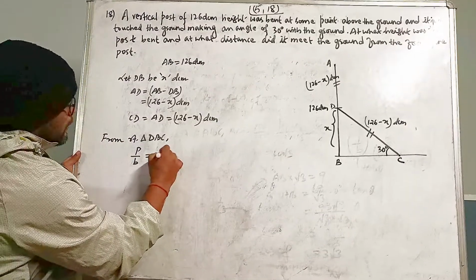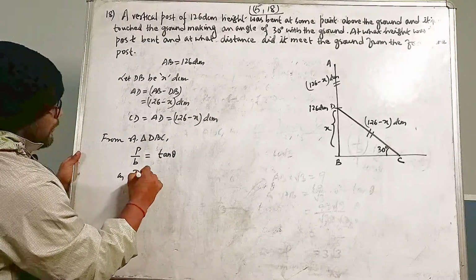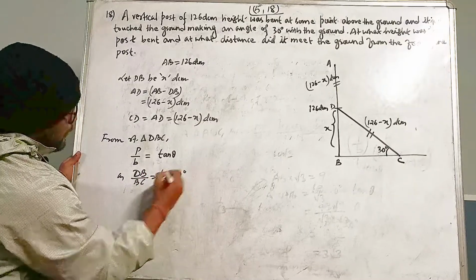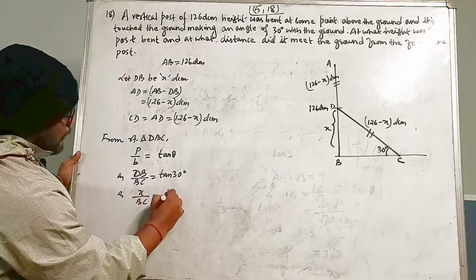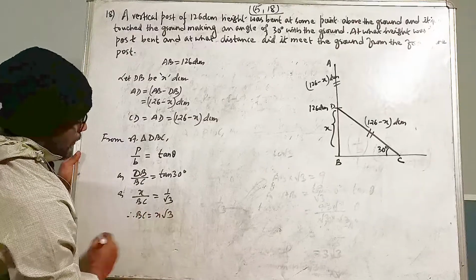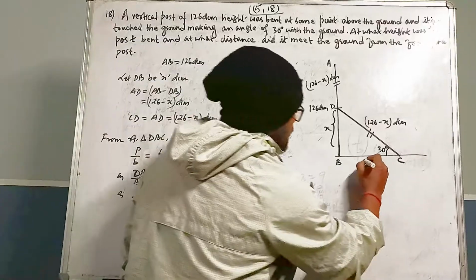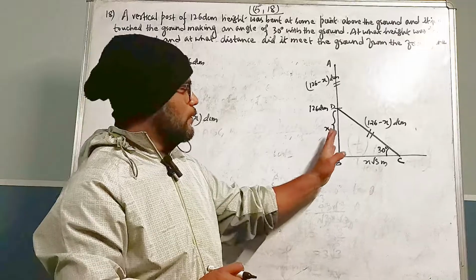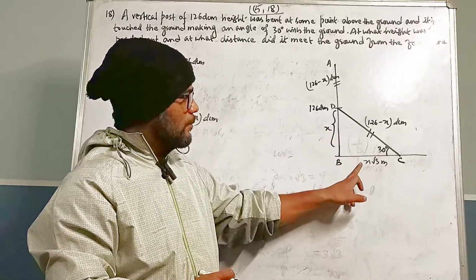So it becomes tan theta. So perpendicular is your DB and base is your BC and tan 30 degree. Clear? So DB is your x, BC is not given, tan 30 means 1 by root 3. So finally we got the value of BC as x root 3 meter. Okay, so this is not the final answer. First of all you find the value of BC by the relation between perpendicular and base.